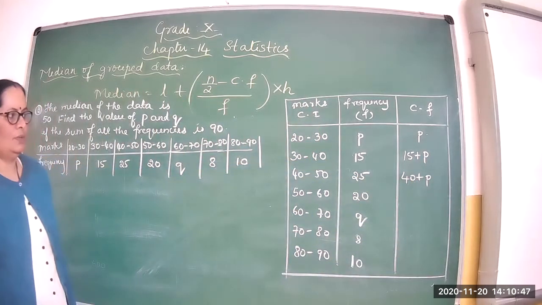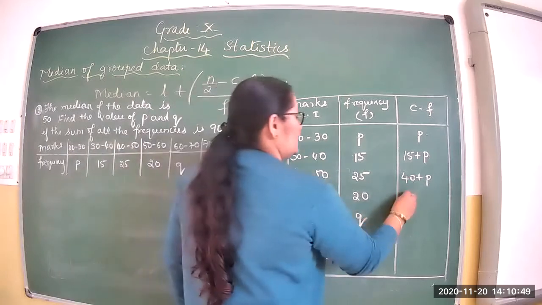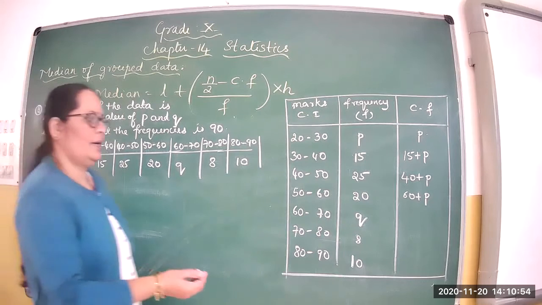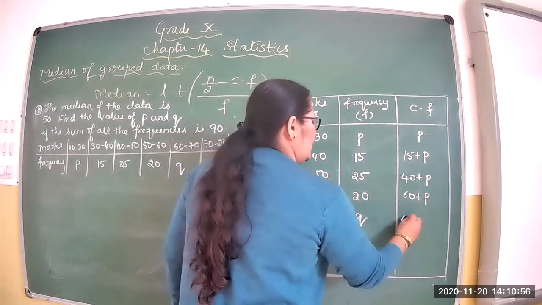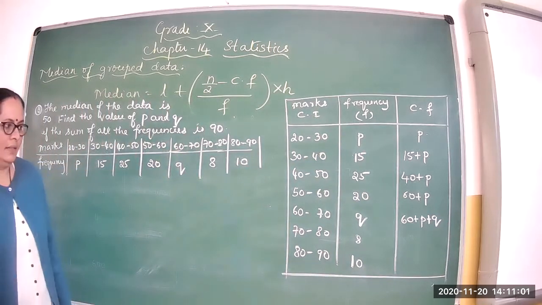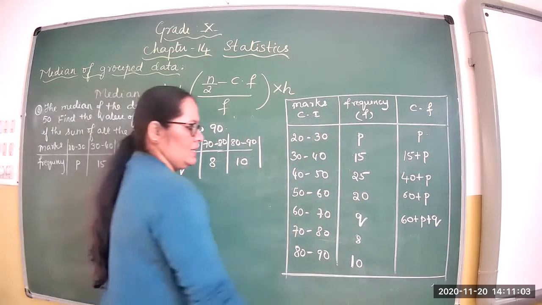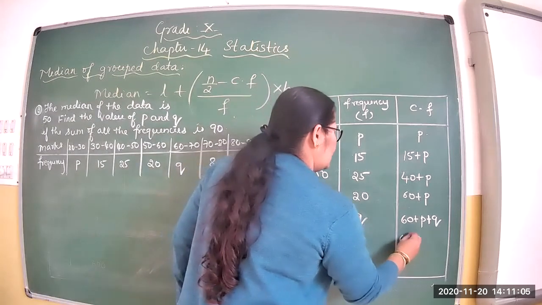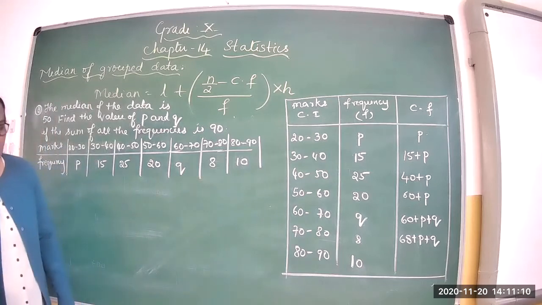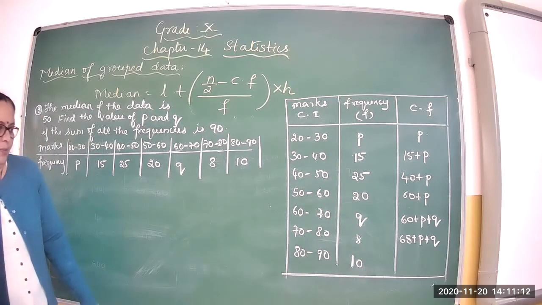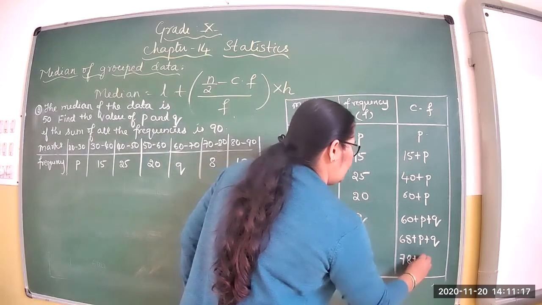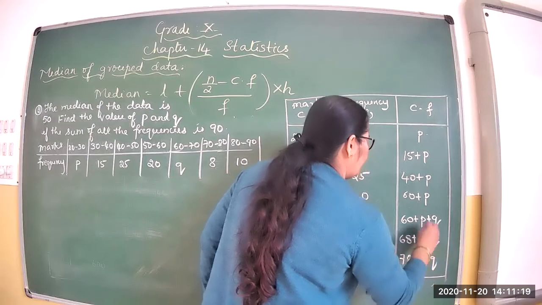Right? Next one is 40 plus 20, 60 plus P. The next cumulative frequency is 60 plus P plus Q. The next cumulative frequency is 60 plus 8, that is 68 plus P plus Q. The last cumulative frequency is 68 plus 10, 78 plus P plus Q.